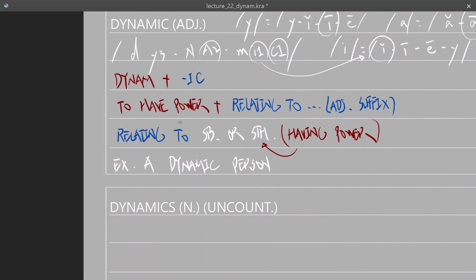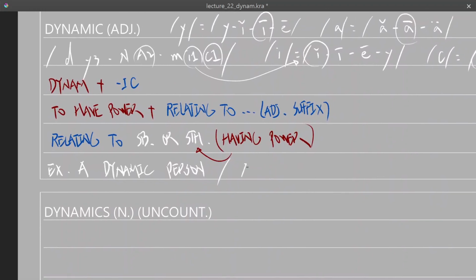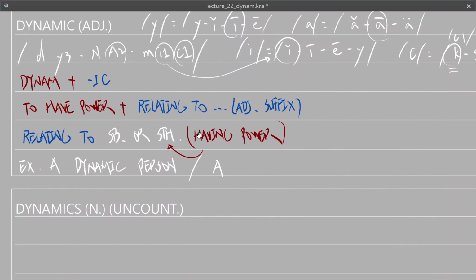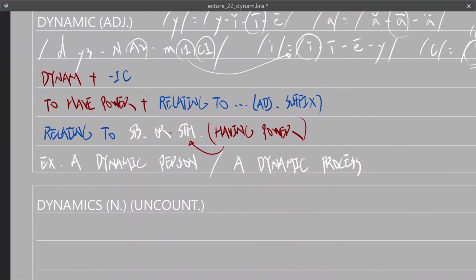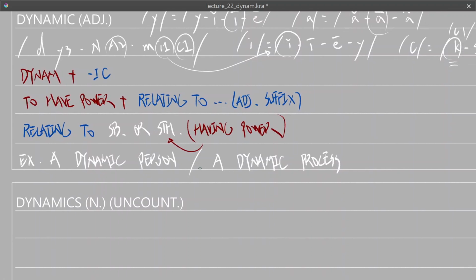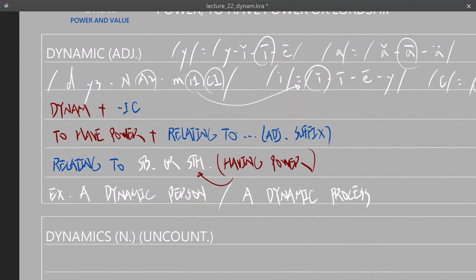When we say a dynamic person, this is someone who is very clever. And we could also say a dynamic process to describe something. So it describes the process having the momentum to move forward. It's a dynamic process. So the antonym of dynamic is static.